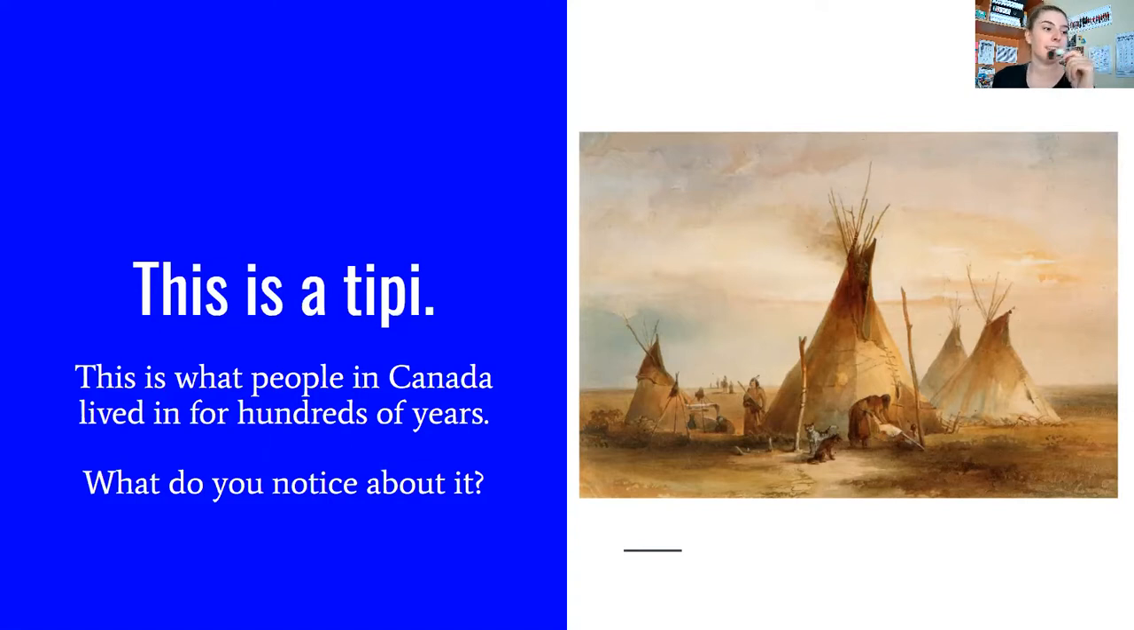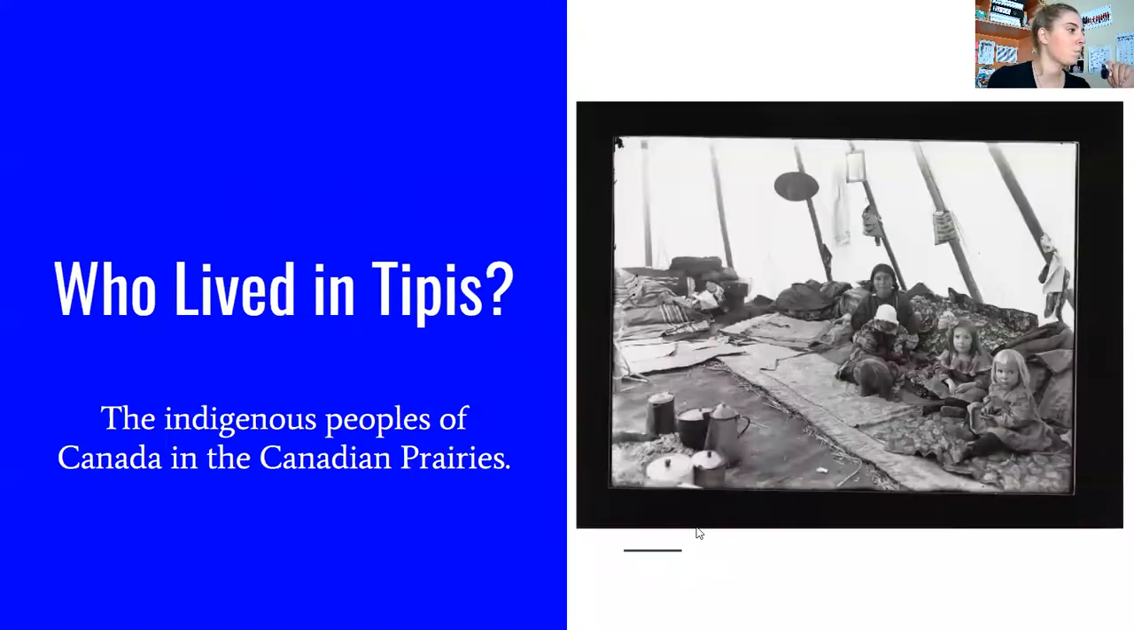So you might have said things like they don't have windows, they are shaped kind of like a cone. You can see sticks. They use a lot of sticks, things like that. You also notice in this picture that there are not a ton of buildings around. It's just flat prairie land, we call it.